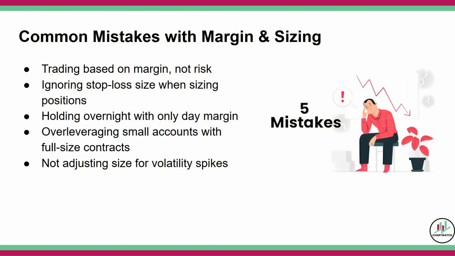Another big mistake is ignoring your stop size. You need to ask, how much will I lose if I'm wrong? If your stop is 6 points on the ES with 1 contract, well, that's $300. And that adds up fast if you're trading too big. So you should always make sure to realize what your stop is.